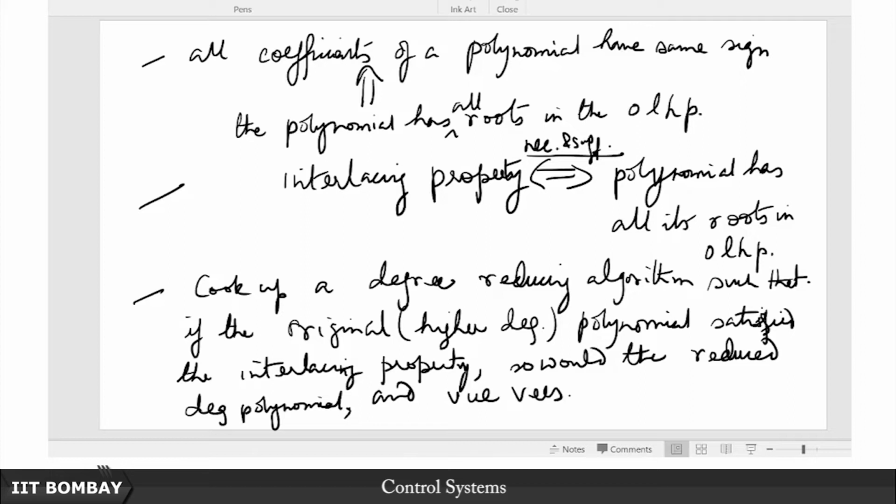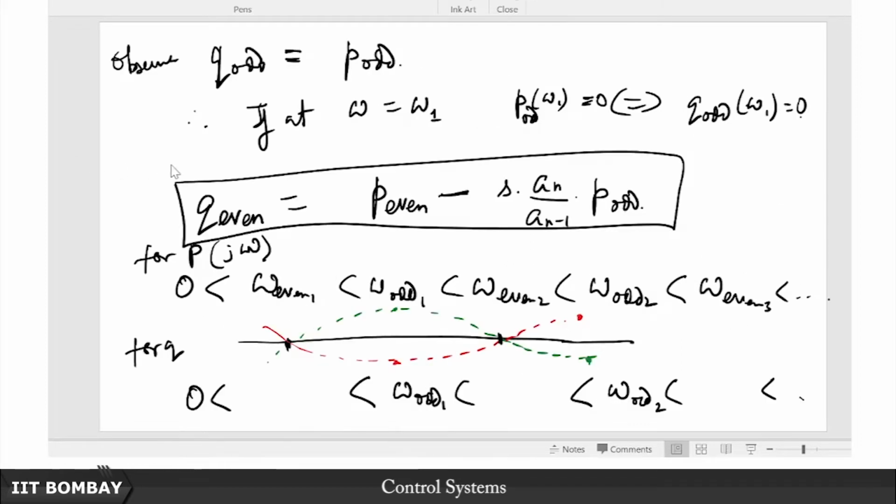And of course the important thing is the vice versa, which is to say that if the original has all its roots on the left half plane, so does the reduced degree. If the reduced has all its roots on the left half plane, so does the original. And you can see again, at the cost of maybe boring you, let's revisit this. Yeah, this is how we argued.